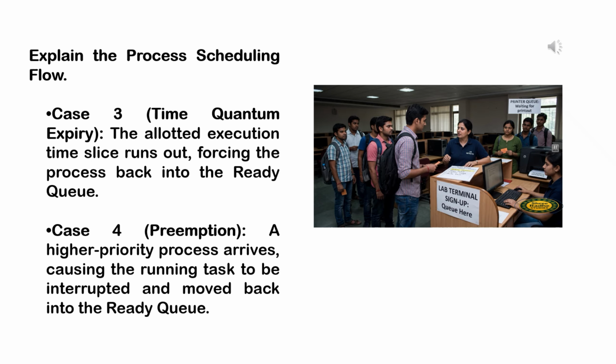The second situation is preemption. If a new process with higher priority arrives, the operating system immediately interrupts the currently running process. The higher priority process receives the CPU first, while the interrupted process returns to the ready queue. This allows urgent tasks to be handled without unnecessary delay.